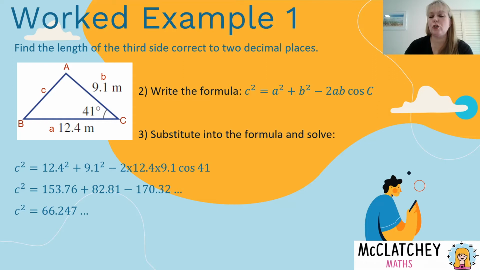Notice I've got the dot, dot, dot. That means I'm not rounding mid-question. Never, ever, ever round mid-question. Keep the numbers on your calculator, work out the square root, and you'll find that c is equal to 8.14 metres. And as a logical step, it makes sense that it is about similar to these ones here, because there's no really teeny tiny angles that would make it significantly different.